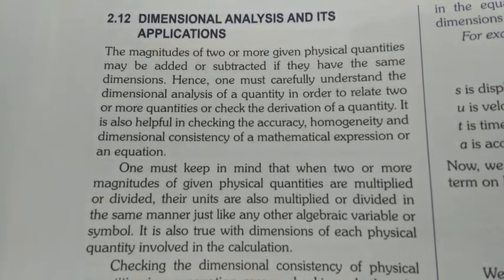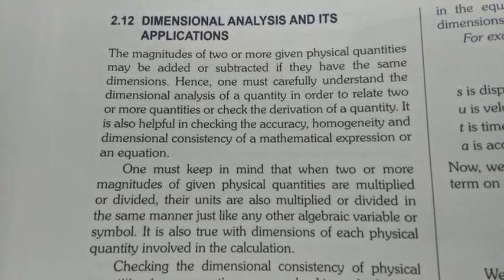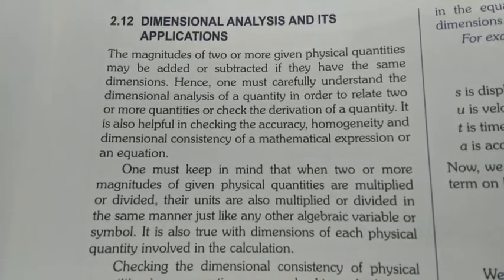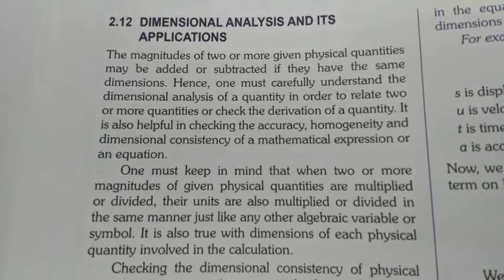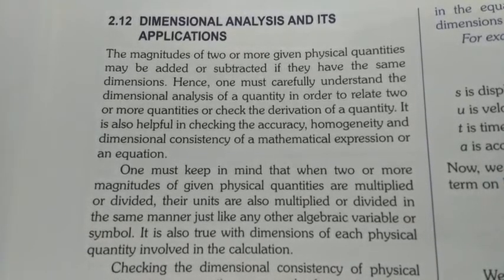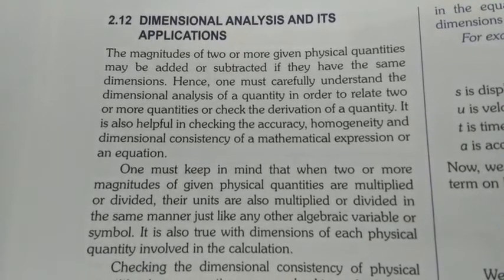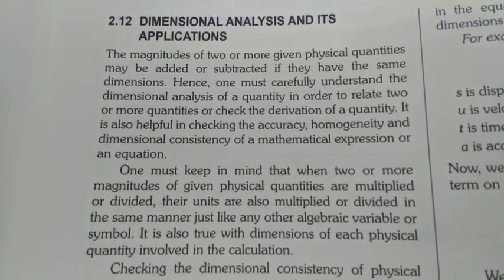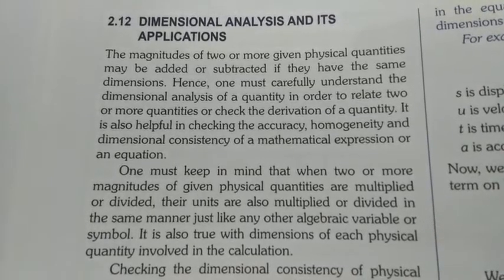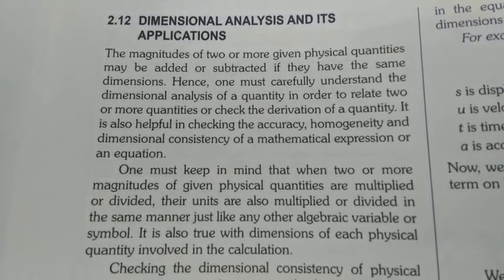That means by using the dimensional formula, we can change SI unit to CGS, or CGS to FPS, or CGS to SI, etc. I have told you about 4 systems of units. So by using the dimensional formula, if any physical quantity's value is given in one system of unit, we can convert it into another system of unit.